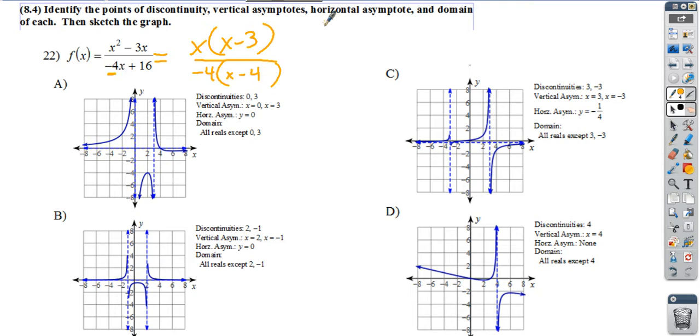Okay, the vertical asymptote is what makes the denominator 0, and that's x equals 4. That means the domain is x cannot be 4. So we're looking for a vertical asymptote of 4.